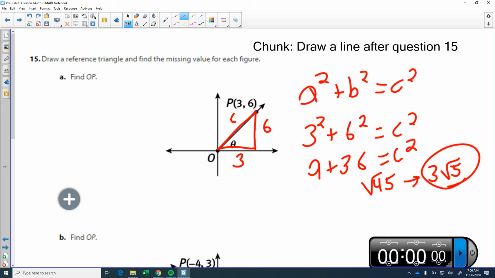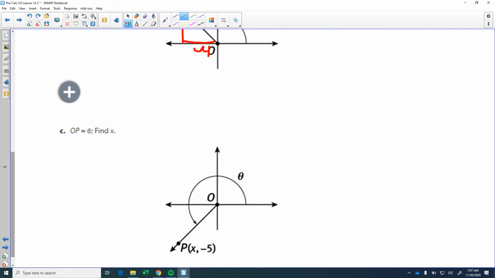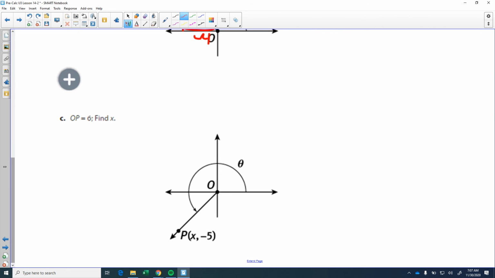So I can always find these values. If I were to continue on, I can do this at any point. Same thing would be applied here. X would be -4, Y would be 3, and I could work it out in that value. In this case, they want me to find this value, find X for letter C.